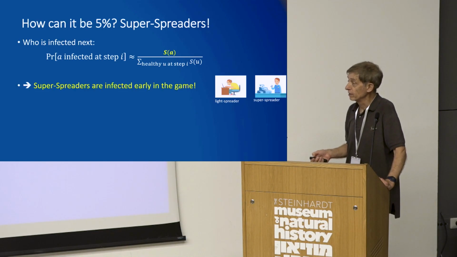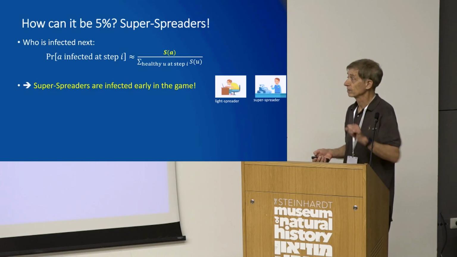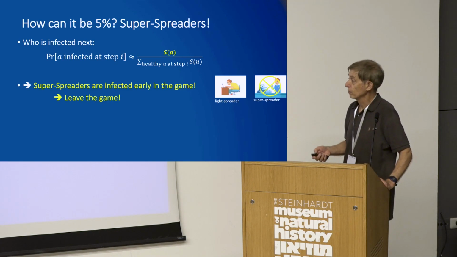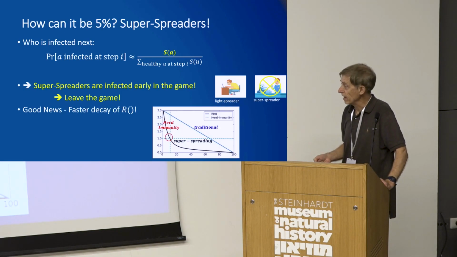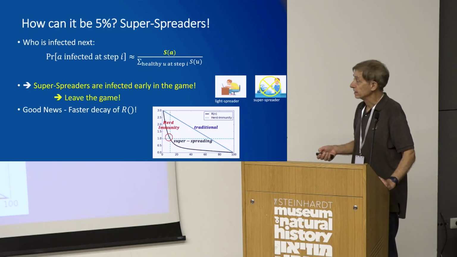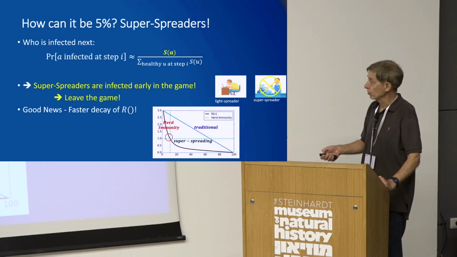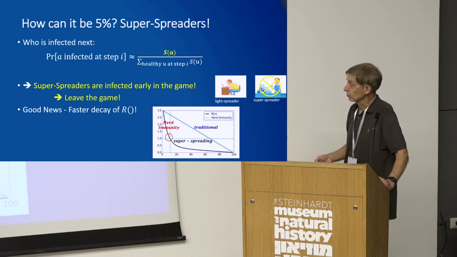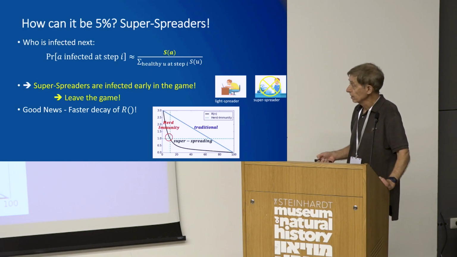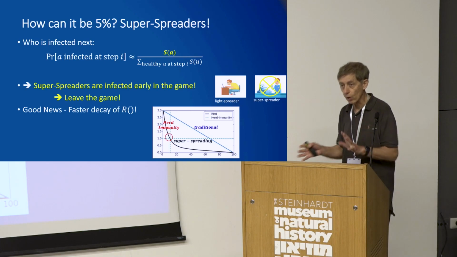Therefore, super spreaders under this model are infected first in the game. And if they are infected first in the game, they leave the game. And when they leave the game, the pandemic dies out fast. So if the traditional model says that the pandemic dies out slowly and dies out at 70%, the heterogeneous model or the super spreading model says the pandemic dies out much faster and reaches herd immunity at around 5%. That's the explanation. And that's the basics of the whole analysis.